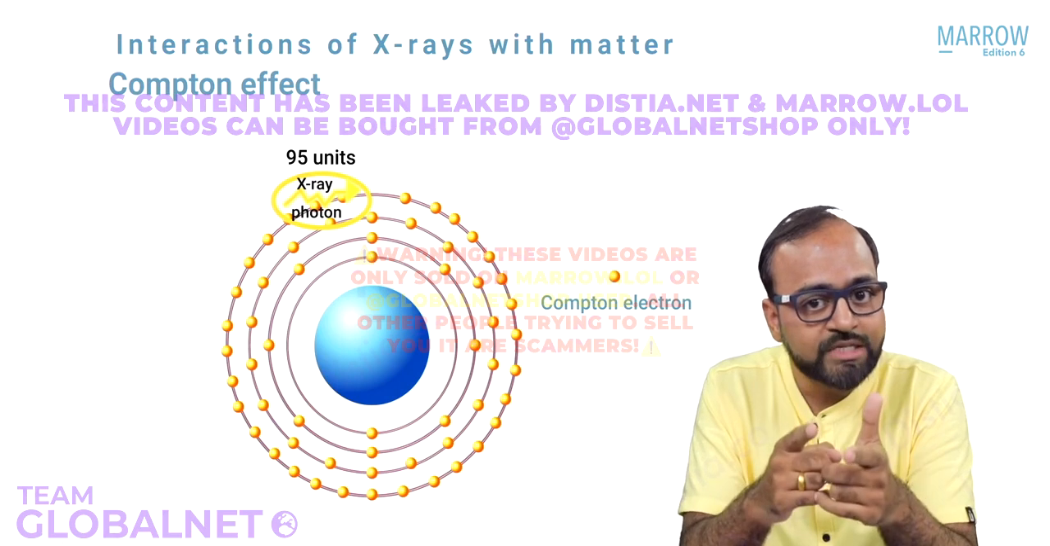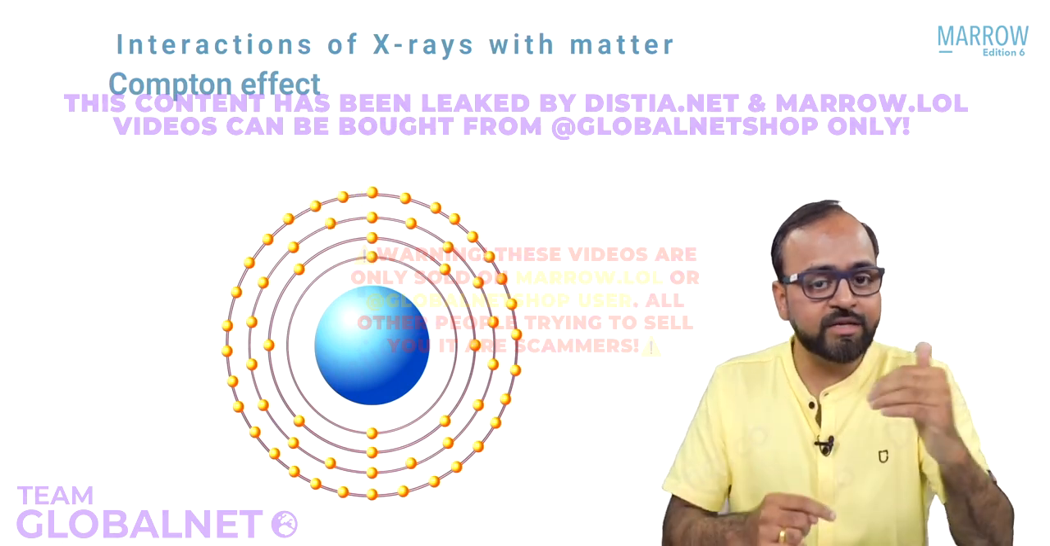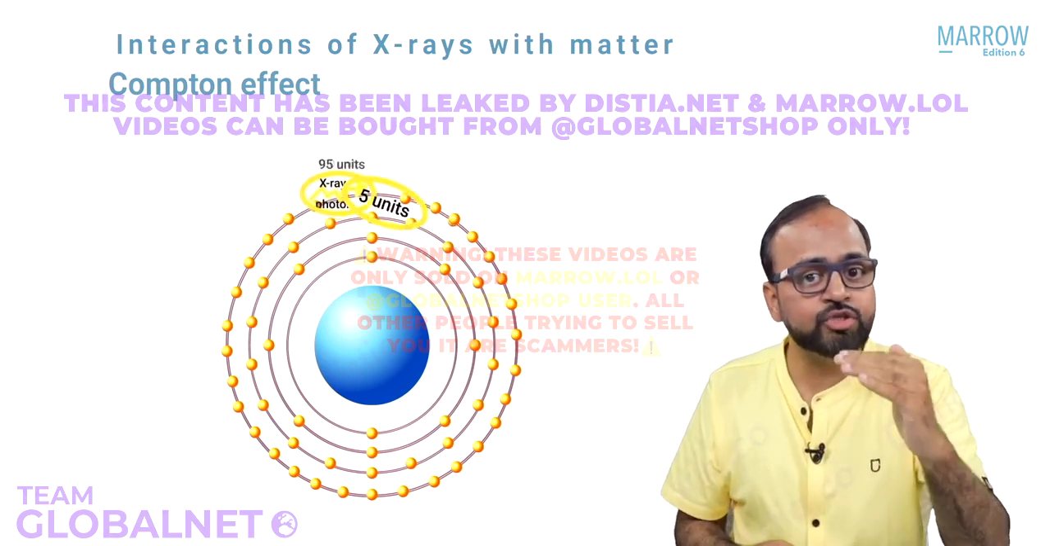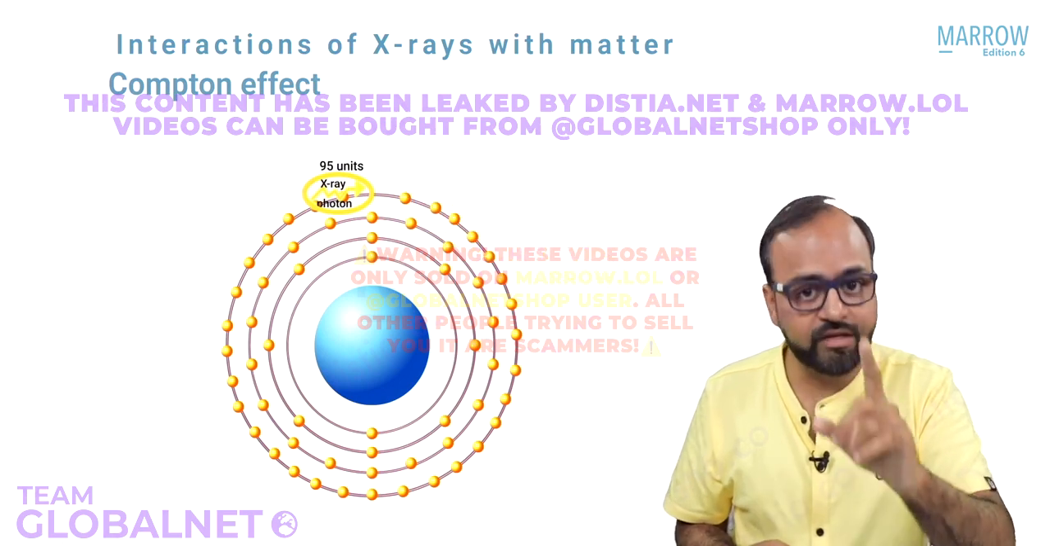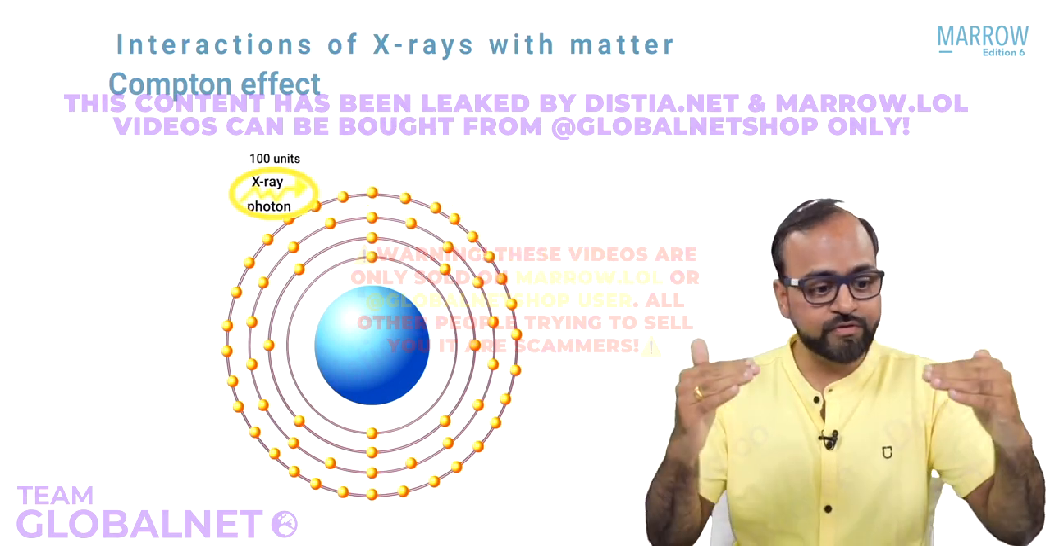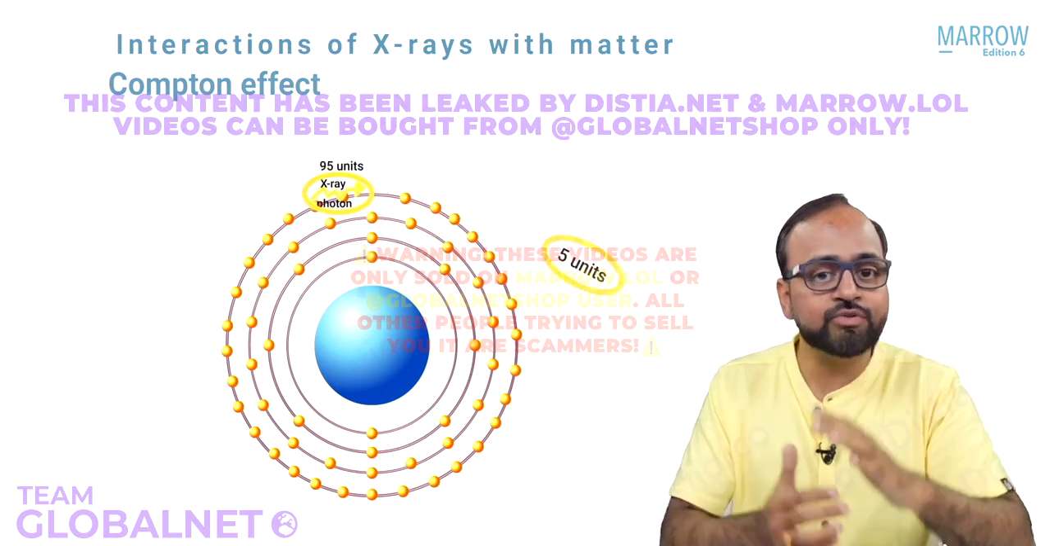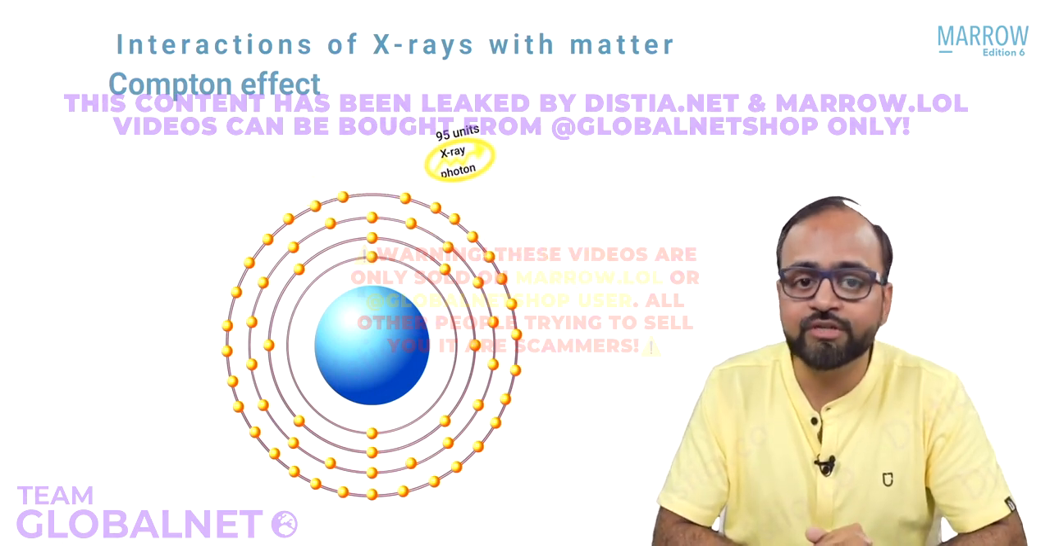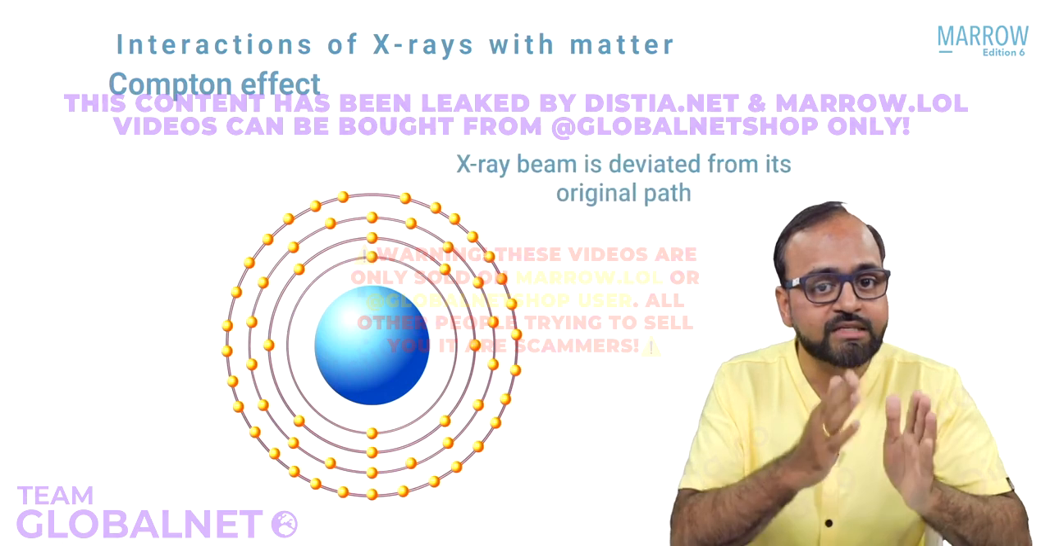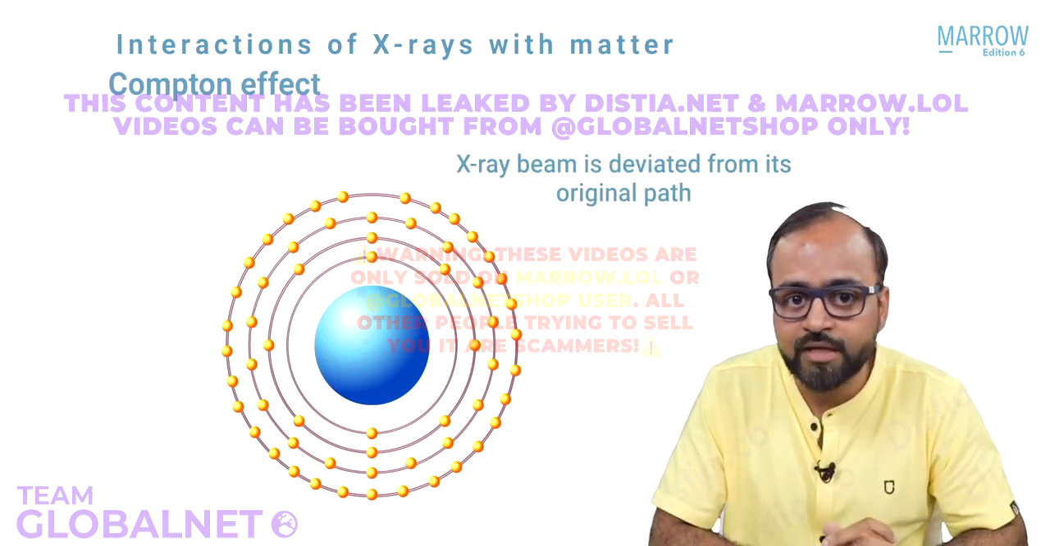But what happens to the X-ray beam or X-ray photon? See, the X-ray beam traveled in a straight line with an energy of 100. It has lost 5, but 95 is still remaining. And then because of this physical collision which has occurred, what happens to the X-ray beam? Do you see this animation? Do you realize that the X-ray beam has now deviated from its original path?